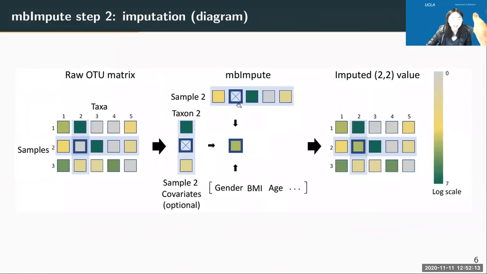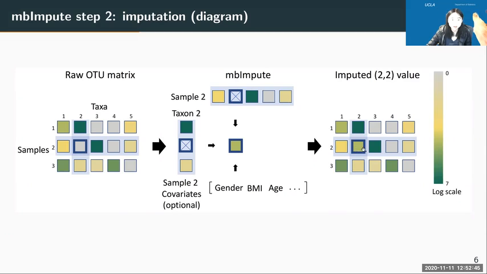Then we come to step 2 of mbImpute. Given that we know the values that need imputation, like this one in the square, how do we impute it? The idea is that, given this matrix, we want to borrow information from similar samples and similar taxa, and also use information from sample covariates. And we also have the phylogeny to use. Combining this information together, we will impute this value.